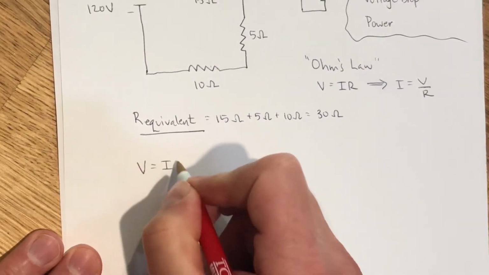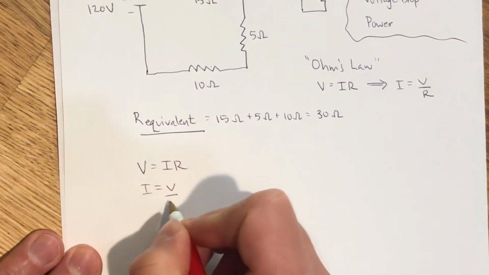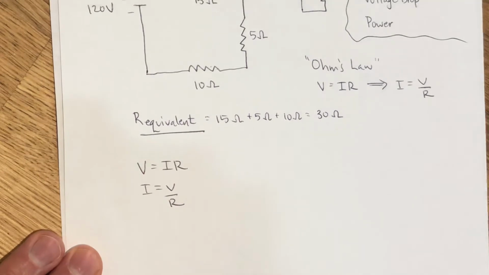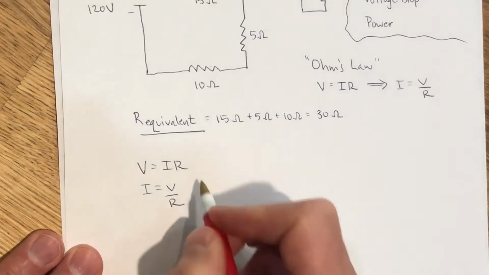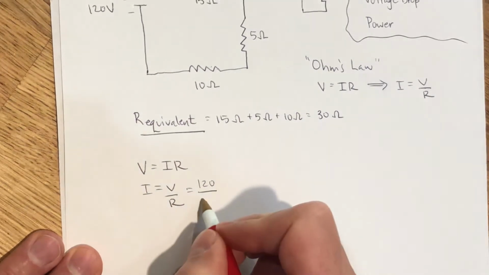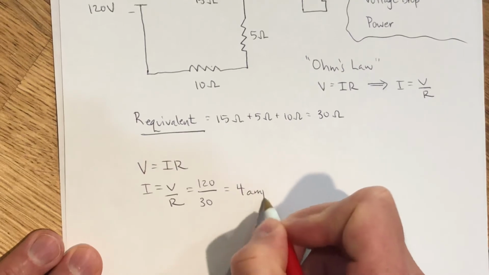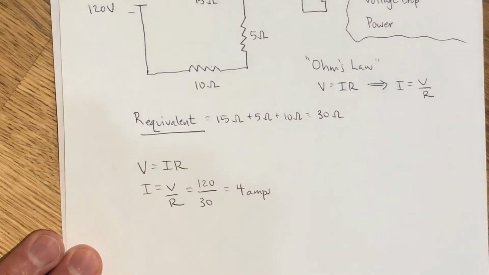So with Ohm's law, V equals IR, we could rearrange it for current, I equals V over R. Well, for the entire circuit, you have 120 volts of electric potential energy to work with, and it's forcing its way through, in this case, 30 ohms of resistance. So equivalently, you have 4 amps of current flowing.